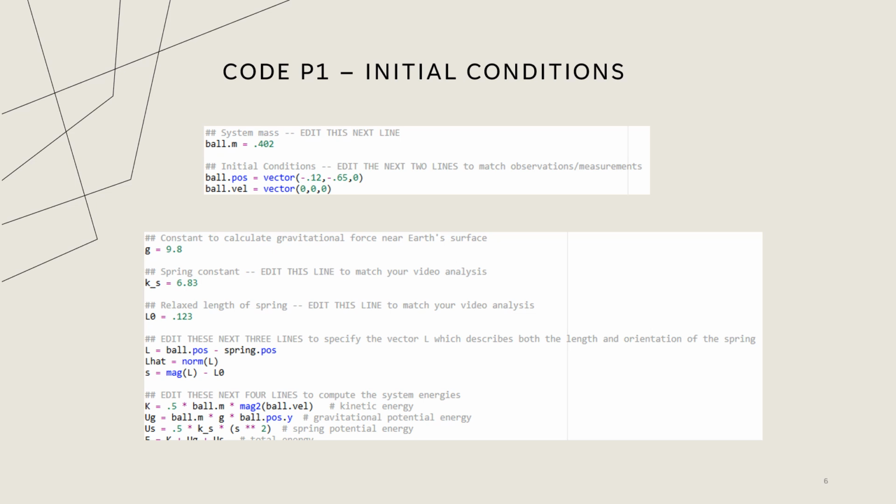Now for the next four lines, we're computing the energies based off of the formulas that we talked about earlier in the class. And then for the last line, we see total energy is equal to all three energies combined: kinetic plus gravitational potential plus spring potential.